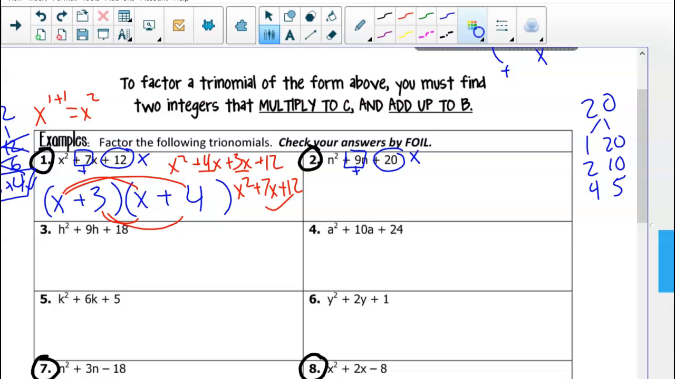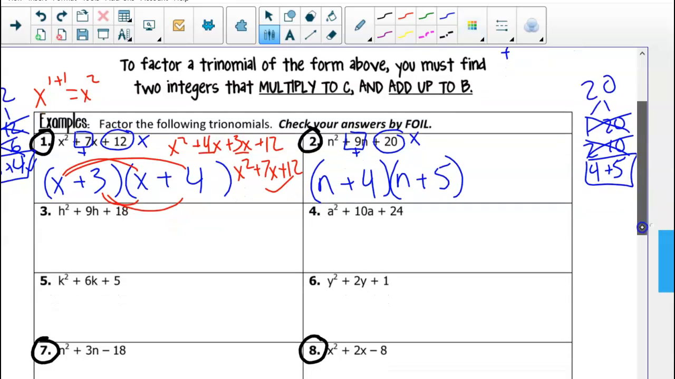It's okay. 1 and 20, if I add them or subtract them, that will not give me 9. 2 and 10, if I add them or subtract them, that will not give me 9. But 4 and 5 will, if I add them. So my 2 factors are going to be, n is going to be in both of them because I have n's in my polynomial, plus 4 plus 5. I'm not going to distribute it back out for this one, but I will for some of the later examples.